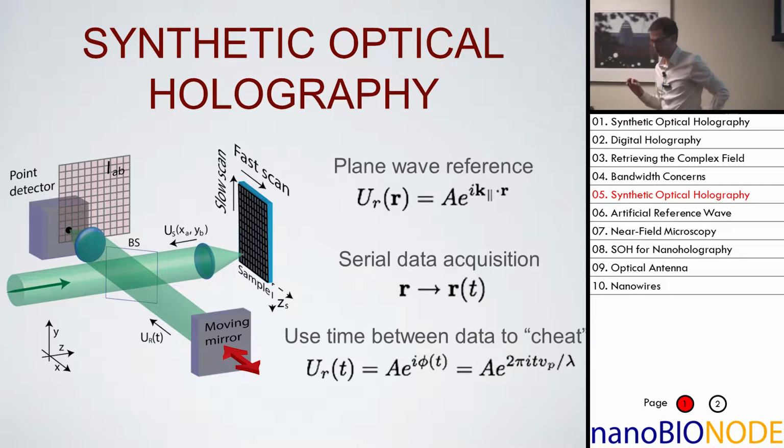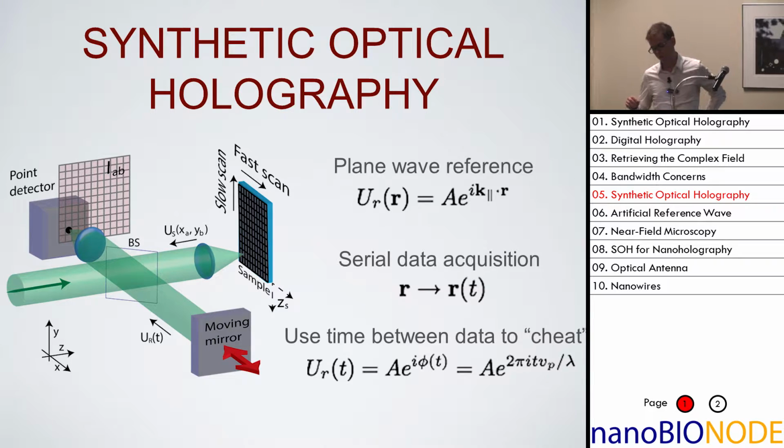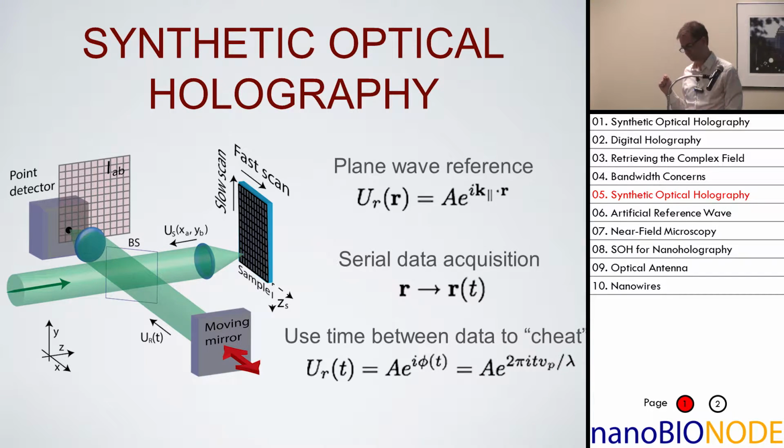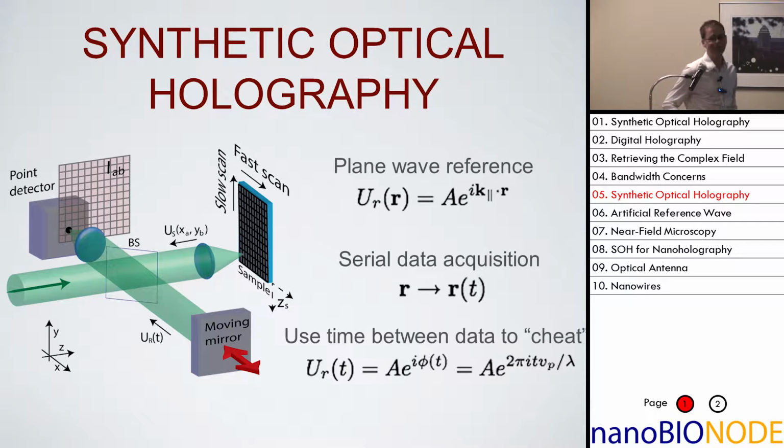That pink grid is just an imaginary map of the image we're going to generate. And then every time we move the sample and address a new point, we move the reference mirror a little bit and choose a new phase for that point. So if we wanted to, we could actually build an artificial plane wave.